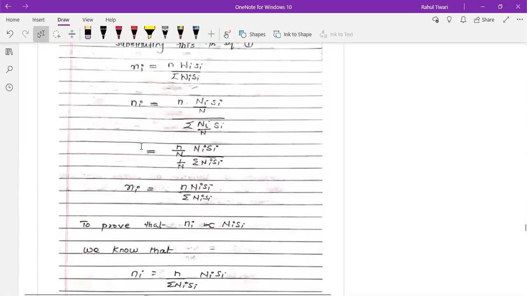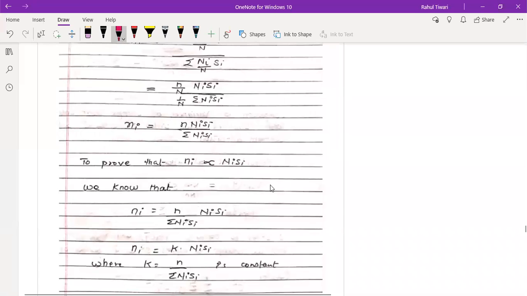These conditions are the same as we did for the two cases, and the same is being done for the third case. Now we want to prove that this Ni is directly proportional to capital Ni Si, so the sample size is directly proportional to Ni Si. How do you prove this? Again, this is a very simple concept.